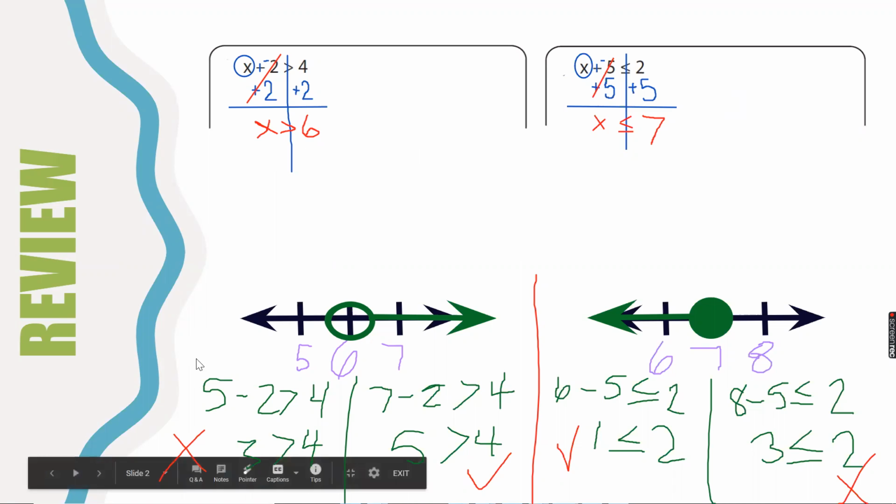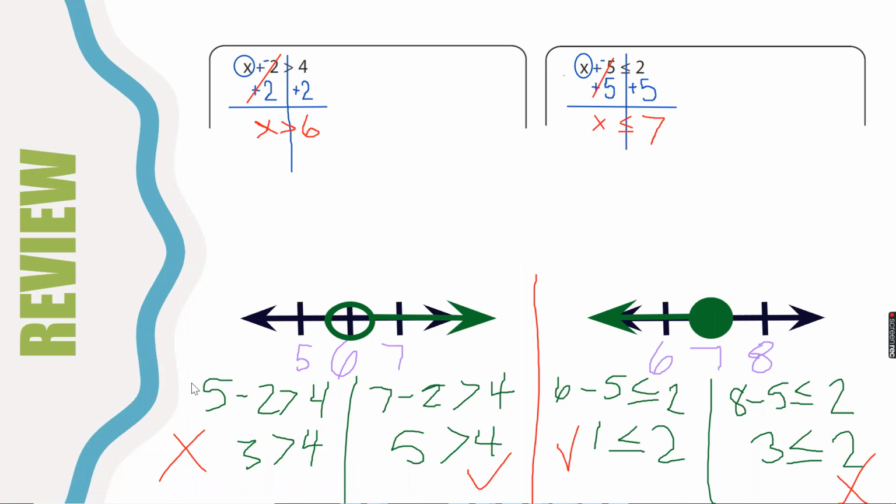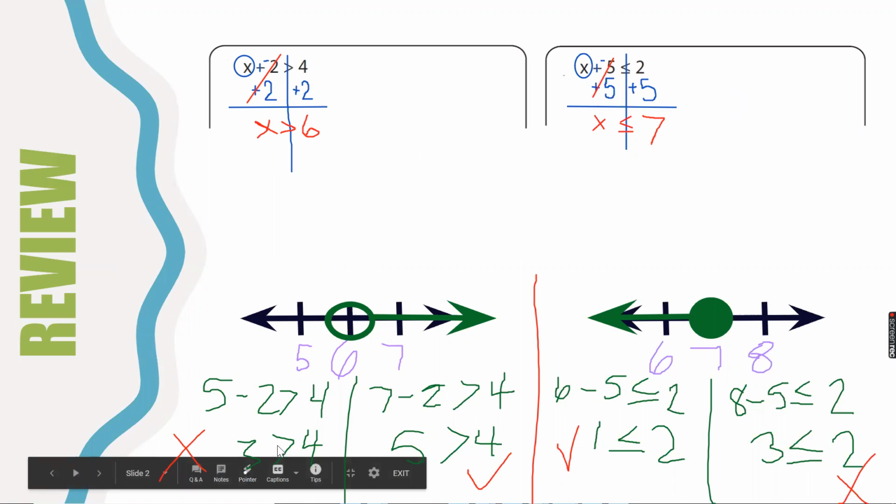So I plugged 5 into the original problem for x. 5 minus 2 is 3. 3 is greater than 4 is not a true statement. It is a false statement. So we have our one false. The other one should be true.